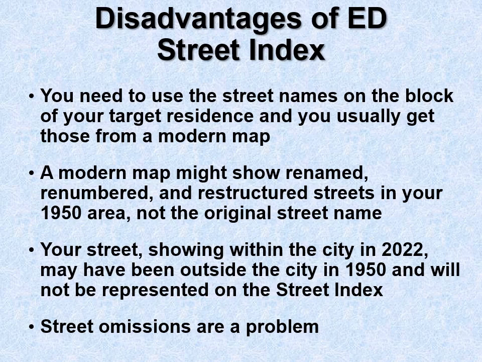The disadvantages of ED street indexes are you need to use the street names on the block of your target residence. This is a block approach, not a specific address. And you usually get that from modern maps. A modern map, however, might show renamed, renumbered, and restructured streets. I mean, it's 70 years later, in your 1950 area, not the original street name. And your street showing within the city in 2022 may have been outside the city in 1950 and will not be represented on the street index.